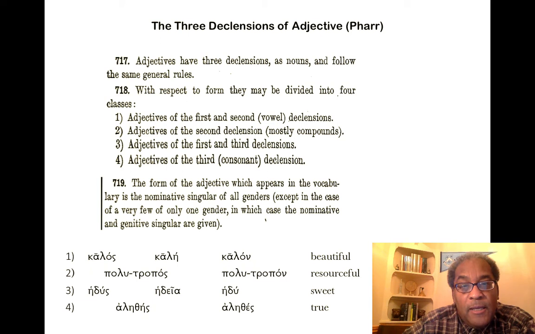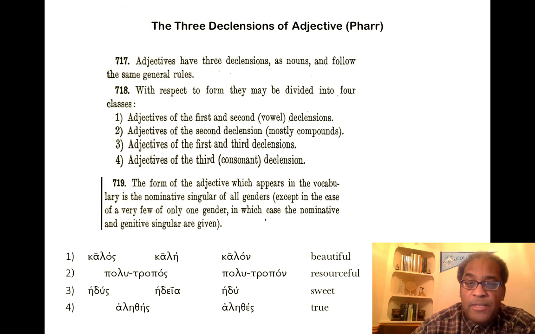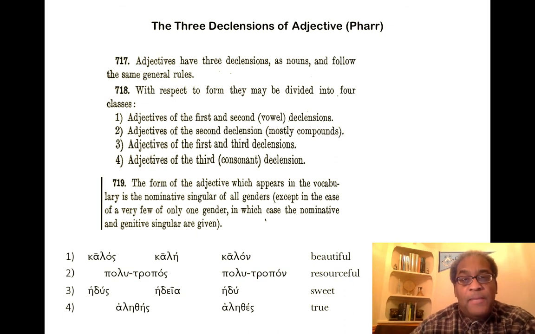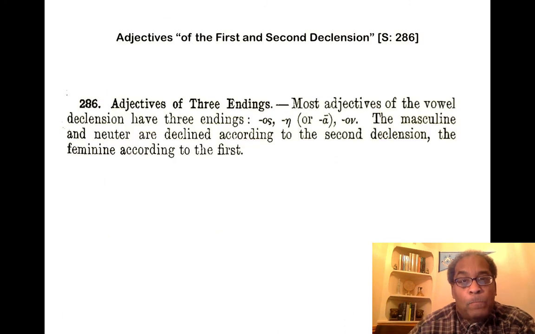And then finally, adjectives of the third or consonant declension: alethes in the masculine and feminine, and alethes in the neuter. So these are your examples of sample adjectives for each of these categories of adjectives, 1, 2, 3, 4. But this will be clear, and it's not as complex as it seems. It's pretty clear once you get used to it.